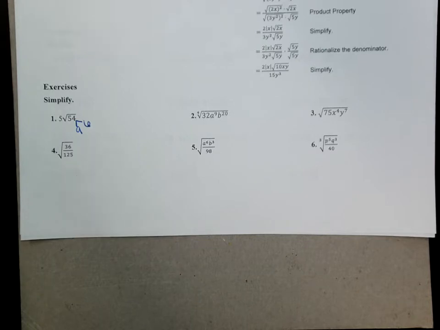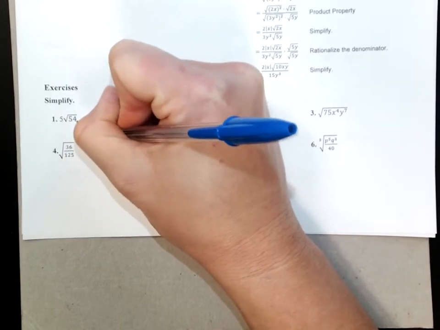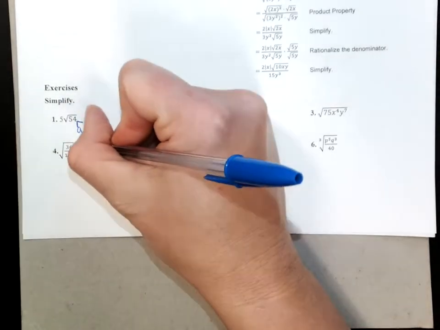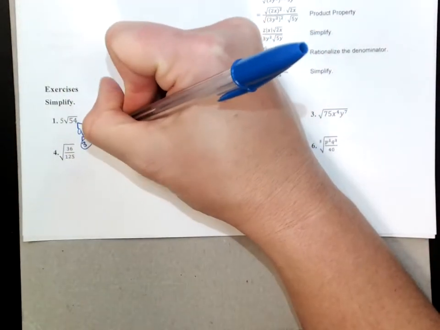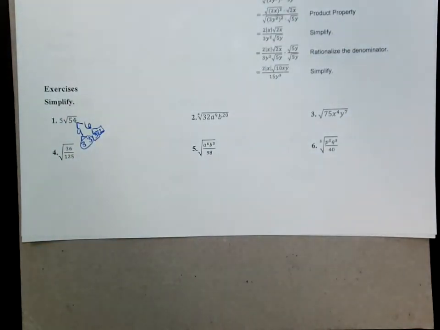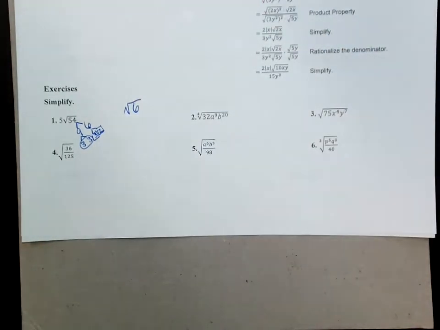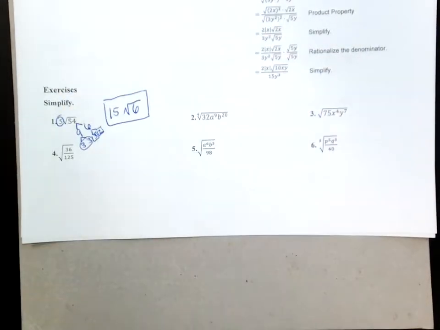Now, if you don't see those kind of things right off the bat on your own, that is okay. Go ahead and keep simplifying this out. Find all your factors, and then look for your pairs. I have a pair of 3s, so that means I'm going to bring a 3 to the outside. I have an extra 3 and an extra 2. Those two multiply together and stay on the inside. So on the inside, I'm going to have a square root of 6. On the outside, I have a 3, but I already had a 5. So I'm going to multiply those two together to get 15 square roots of 6 for my answer.